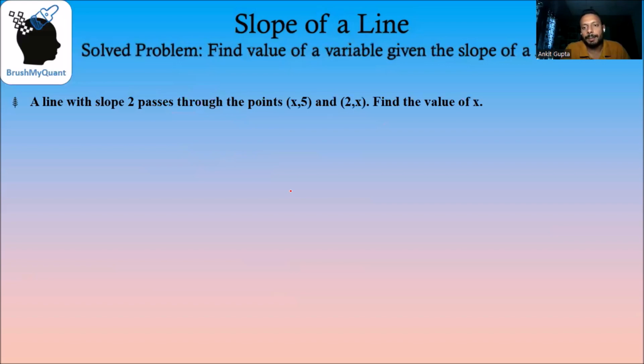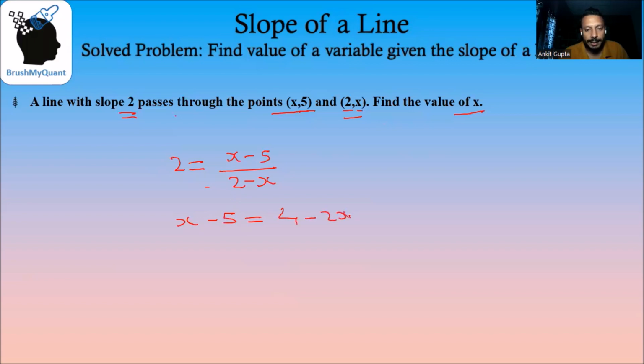Now find the value of a variable given the slope of a line. A line with slope 2 passes through the points (x, 5) and (2, x), and we need to find the value of x. We know slope is given by y2 minus y1, which is x minus 5, divided by x2 minus x1, which is 2 minus x. If we cross multiply, we will get x minus 5 is equal to 4 minus 2x, or x plus 2x is equal to 4 plus 5, which is 9. 3x is equal to 9, or x is equal to 3. That means the value of x in this case will be equal to 3.